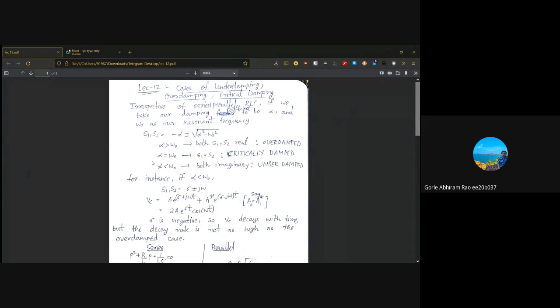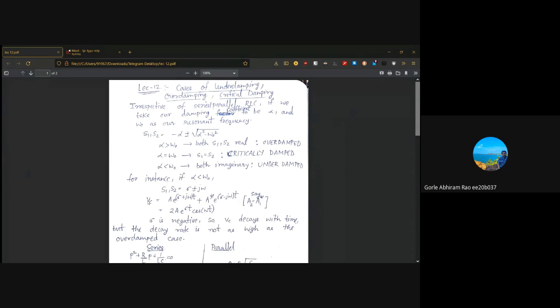So when alpha is greater than omega naught, both s1 and s2 are going to be real, and the decay is going to be quite quick, happening at a faster rate than the other cases. So this will be the overdamped case. And when alpha is equal to omega naught, we have s1 equal to s2. This is known as our critically damped case. And when alpha is less than omega naught, s1 and s2 both are going to be complex, and this is our underdamped case. For instance, if we take this underdamped case and assume that s1 and s2 are of the form sigma plus minus j omega.